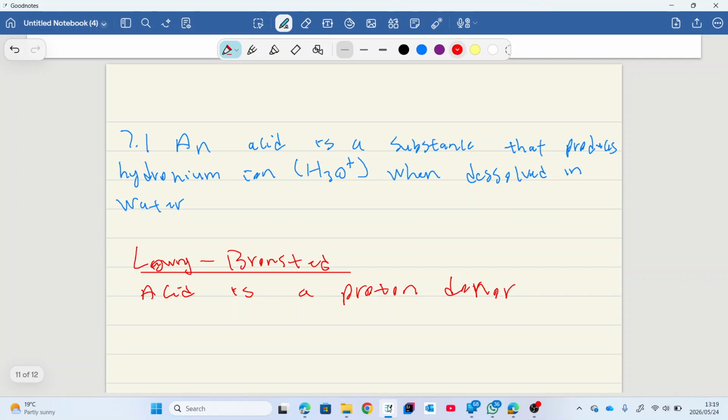So those are the two different definitions that you need to know of an acid. Now, the Arrhenius theory is only limited to in water. That's why it is widely rejected. Okay.